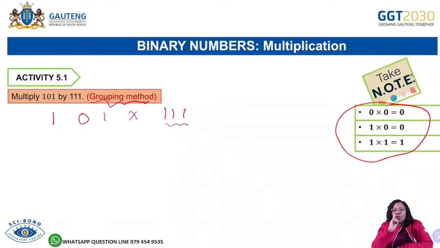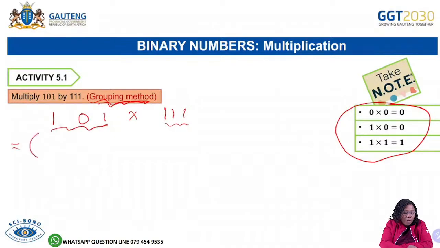1 times 1 is 1, 1 times 100 is 100. As long as you are multiplying with the 1, it will be the same number. And then now we are going to group only this part here. So that means when we apply grouping here, we'll be having 100 because there are 2 digits there.